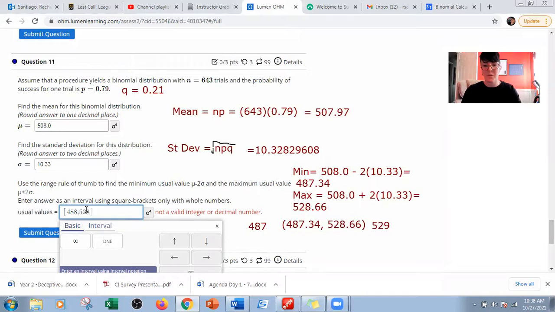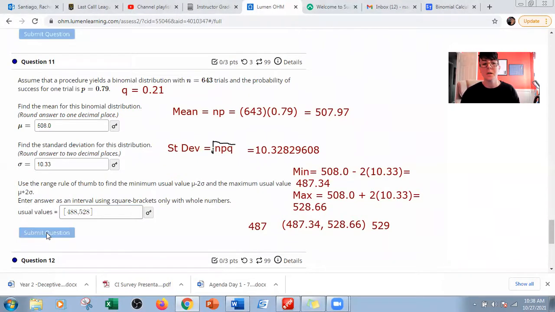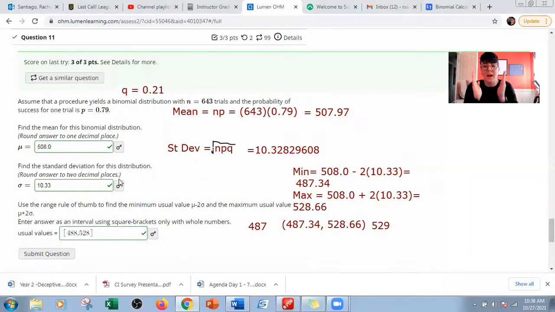528. Yes, perfect. 528 is inside this range. It's the whole number within this range. So we know that we are correct in stating that. You want to make sure that your values are inside that range that we calculated.